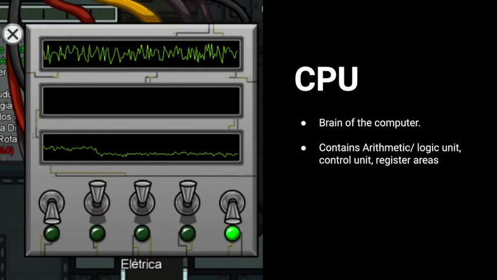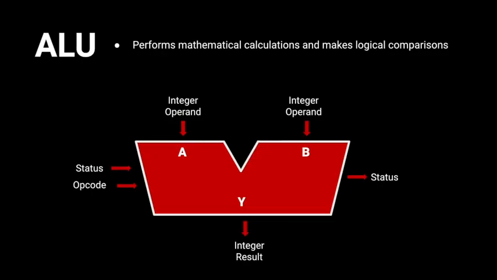So here we have the CPU. Again, the CPU is made up of a bunch of switches, and the main parts of the CPU are the following. We have our arithmetic logic unit or ALU, we have our control unit, and we have our register areas. So let's start off first with the ALU.